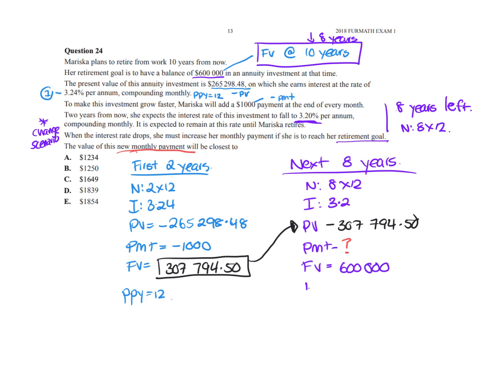She wants to get it to there. PPY is 12. And when you do that, I end up with 1854.05. So it just says which is it closest to. So E.